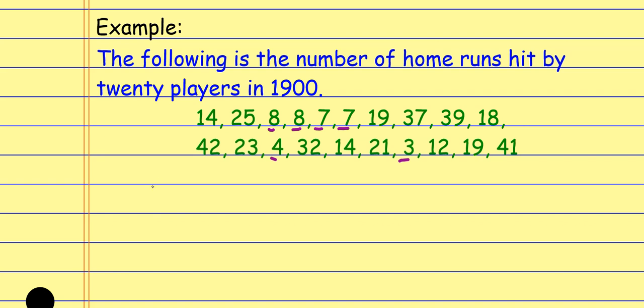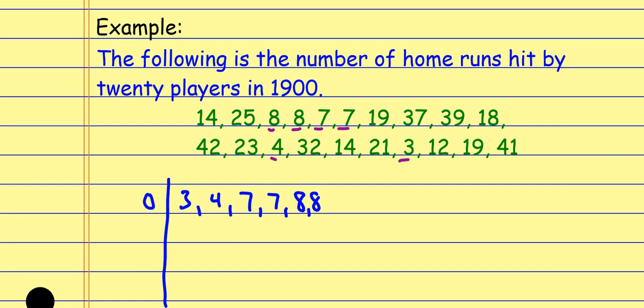Essentially we construct a line here. The single digit numbers start with a 0, and we want to write them in order. The lowest one is a 3, then a 4, then 2 7s, and then 2 8s. And essentially that's organizing these single digit numbers.